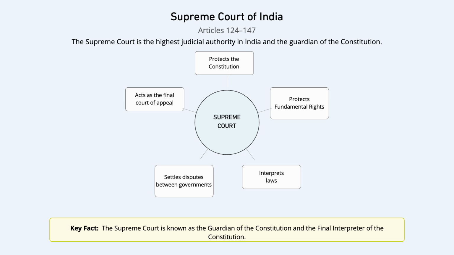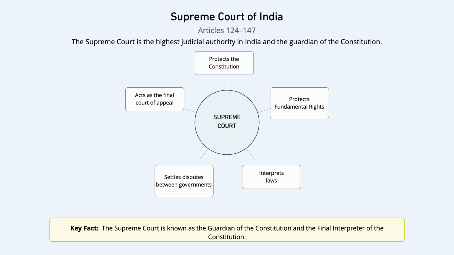Through Article 32, the issue of writs: habeas corpus, mandamus, prohibition, certiorari, and quo warranto. These are the 5 writs that the Supreme Court can use to protect our fundamental rights. So the Supreme Court is known as the guardian of the Constitution and the final interpreter of the Constitution.